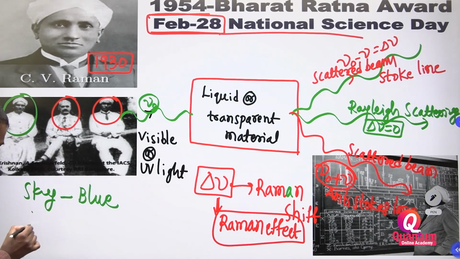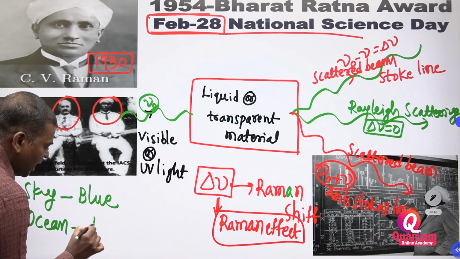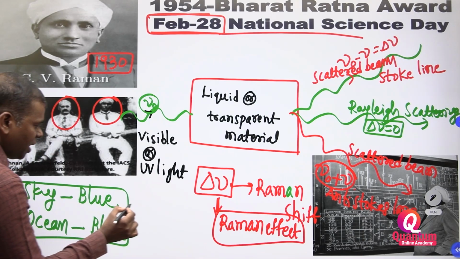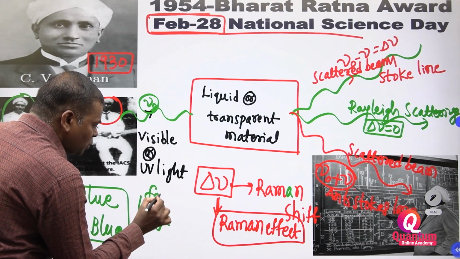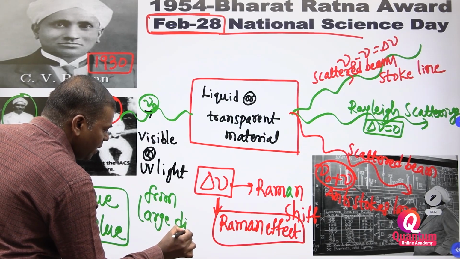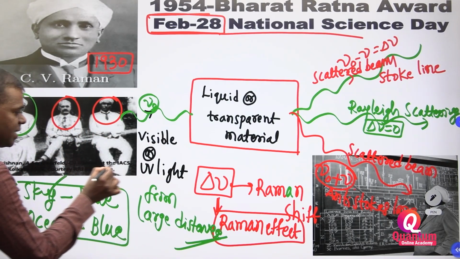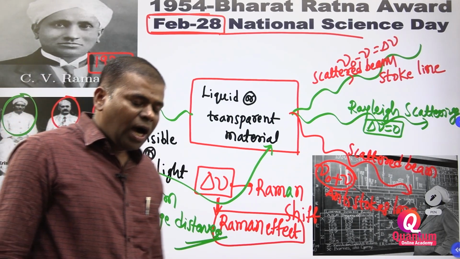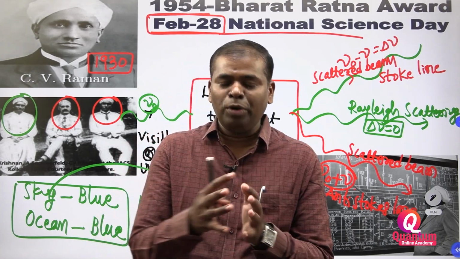Suppose you take an ocean or sea, which color does it appear? Blue. From a large distance, you will see the blue color. What phenomenon is this? This is a scattering phenomenon. Because of the scattering phenomenon, our sky and our ocean can appear blue.